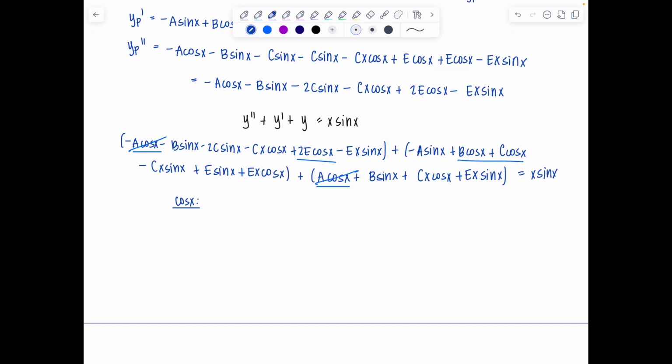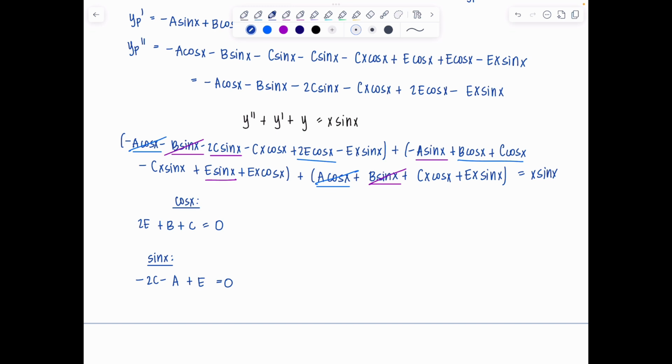Yeah, so we've just got 2E plus B plus C, and there's no cosine x's on the right, so that's 0. Okay, sine x. Who has sine x? You do, you do, you do. E sine x, B sine x, is that it? Yeah, B sine x cancels. So it's just negative 2C minus A plus E is 0.